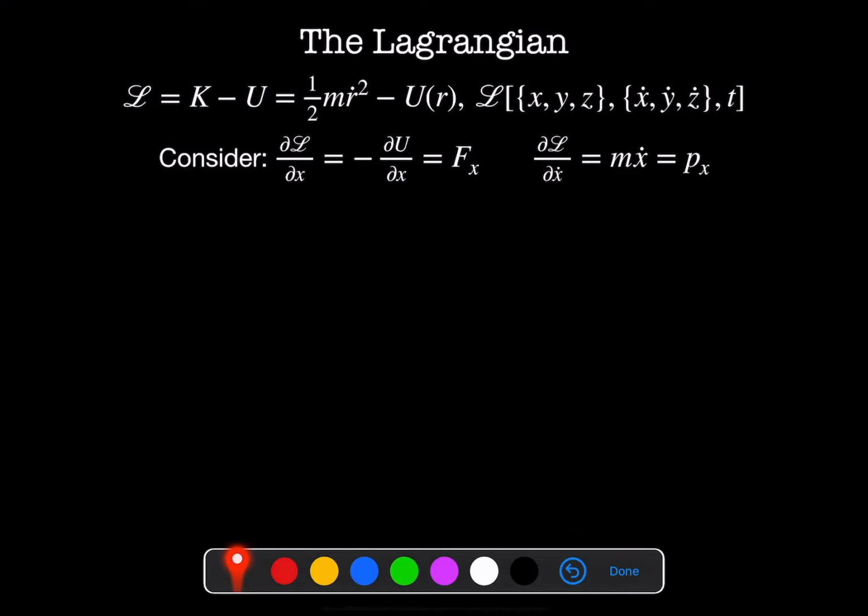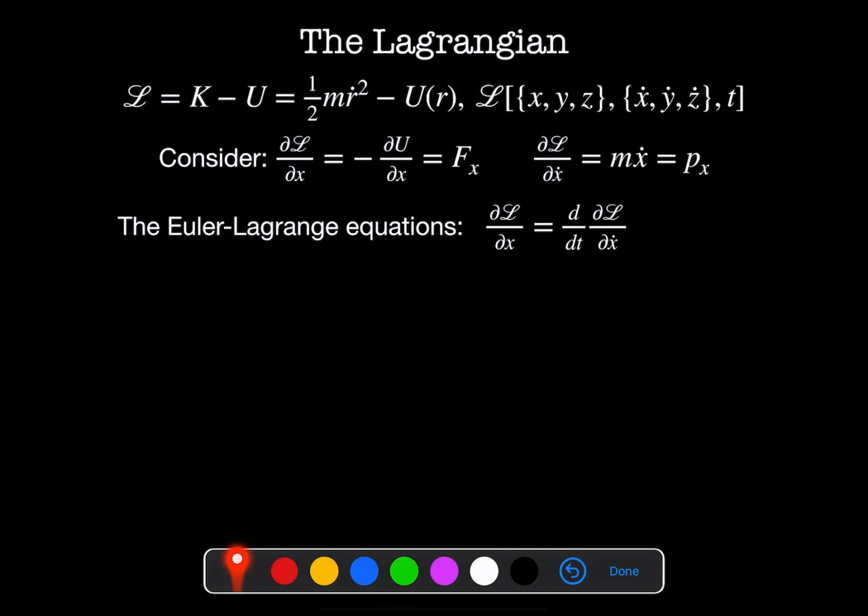Likewise, if I look at dL by dx dot, I have terms that depend on the different components of the velocity in my kinetic energy, but none in my potential energy. So that tells me that the derivative of this is going to be m x dot, and that's the momentum in the x direction. What my Euler-Lagrange equations tell me is that the force in the x direction is equal to the rate of change of my momentum in the x direction. Or more generally, force is equal to dp by dt. This is exactly Newton's equations, but done in a slightly different format.